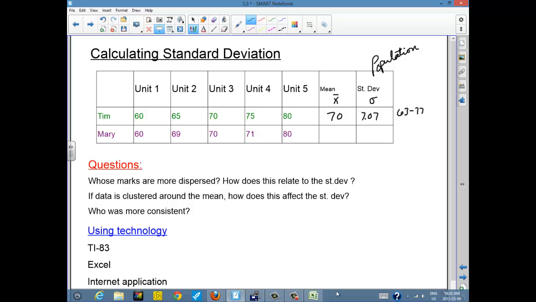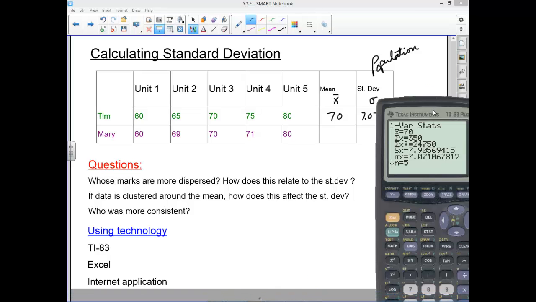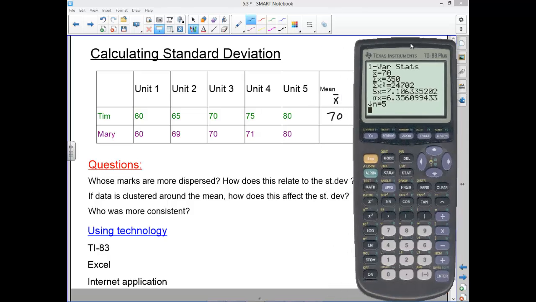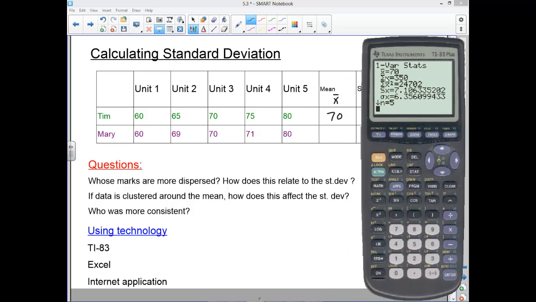Now for Mary, okay, back to our calculator. And Stat. And I'm going to go to calculate. And Mary was in the second list, so it's still one variable statistics, and she was in L2. Her average is 70. The total of her scores was 350. But her standard deviation was 6.36.